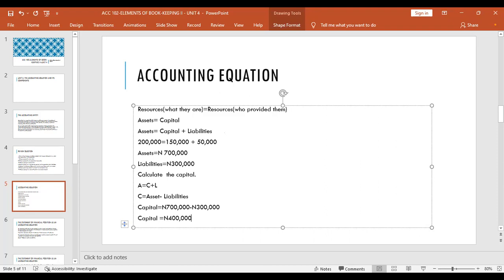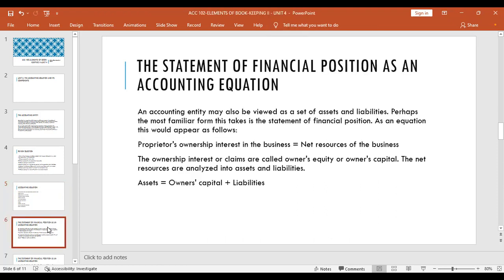This is the accounting equation. So resources, what they are, is also equal to resources, who provided them. So the asset of the organization, if only the owner's equity is there, the asset will be equal to capital. But by the time we start having third-party funding, or we start taking things on credit, then you are having liability. So asset is equal to capital plus liability. We can also always change the subject of the formula to find whatever the examiner wants us to find. So that is the accounting equation.